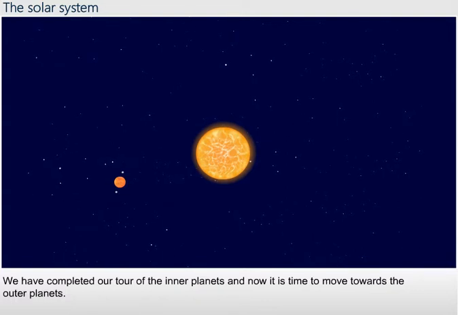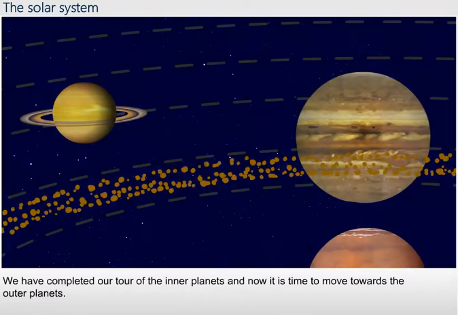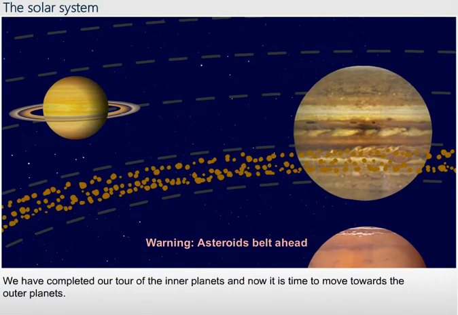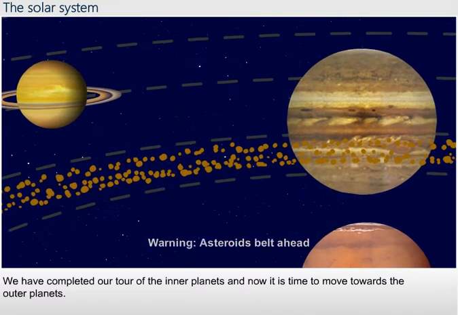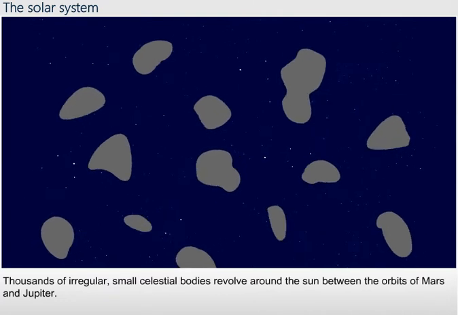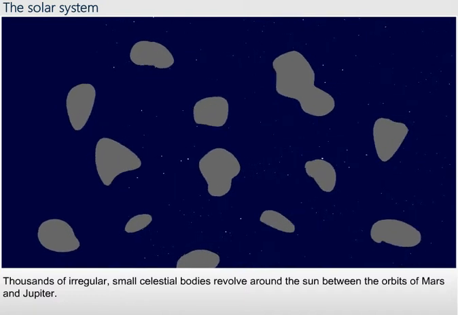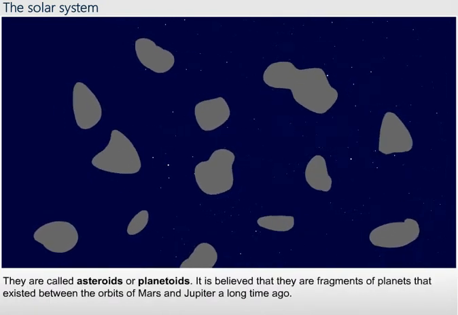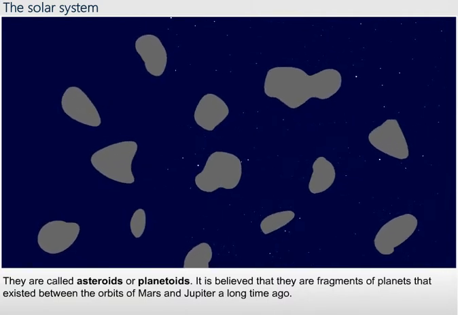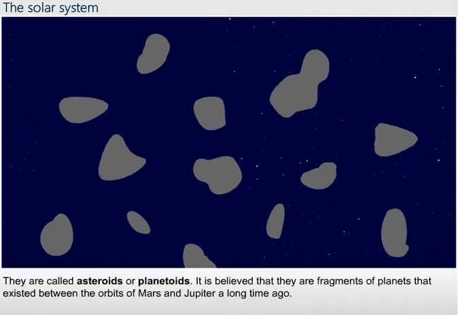We have completed our tour of the inner planets, and now it is time to move towards the outer planets. Warning: asteroid belt ahead. Thousands of irregular small celestial bodies revolve around the Sun between the orbits of Mars and Jupiter. They are called asteroids or planetoids. It is believed that they are fragments of planets that existed between the orbits of Mars and Jupiter a long time ago.